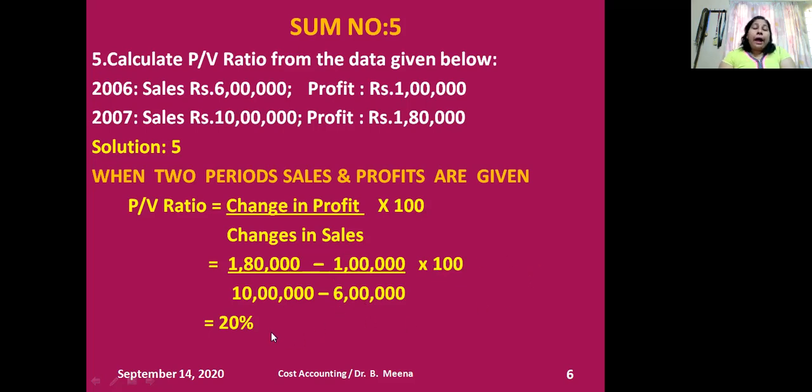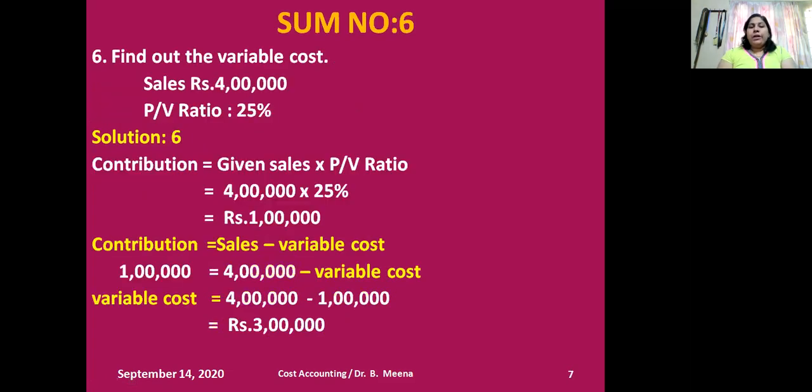So again, I'm highlighting in this situation, this formula that PV ratio is equal to changes in profit divided by changes in sales into 100 will be utilized or substituted to calculate the PV ratio when we have sales and profit for 2 years. That time only we can make use of this formula to calculate the PV ratio. Let me check another problem.